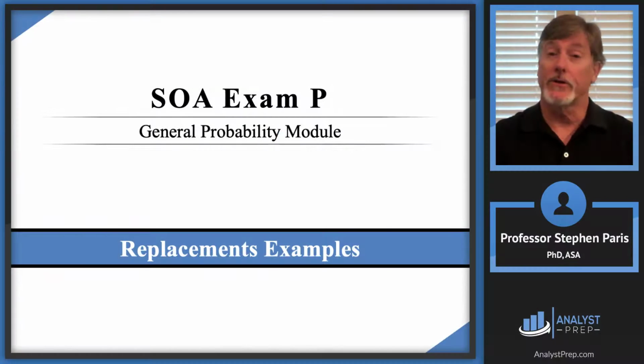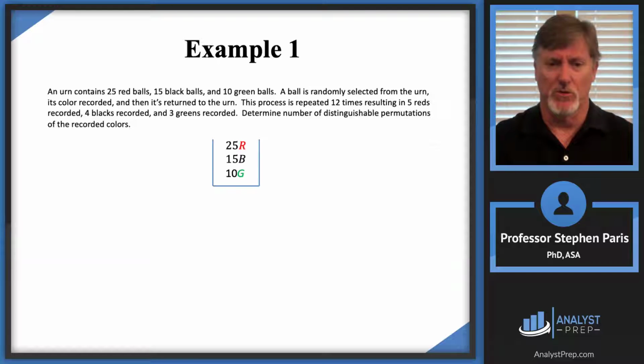Hi, in this video we're going to do some examples. I call them replacement examples. So let's just look at the first one here. We've got an urn that contains 25 red balls, 15 black balls, and 10 green balls. A ball is randomly selected from the urn, its color recorded, and then it's returned to the urn. The process is repeated 12 times, resulting in 5 reds recorded, 4 blacks recorded, and 3 greens recorded.